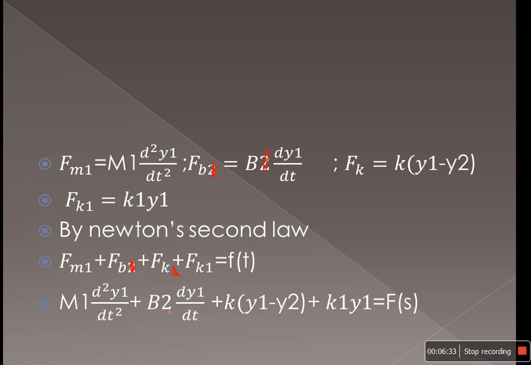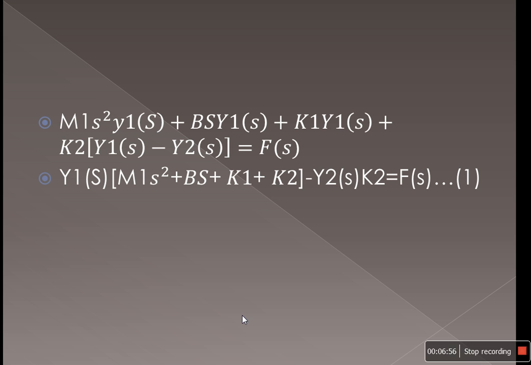B2 is the constant, and the Laplace transform of dy1 by dt equals s y1 of s. The Laplace transform of y1 is y1 of s, the Laplace transform of y2 is y2 of s, and the Laplace transform of y1 again is y1 of s. Here we are getting the k2. So this is the equation we are getting.